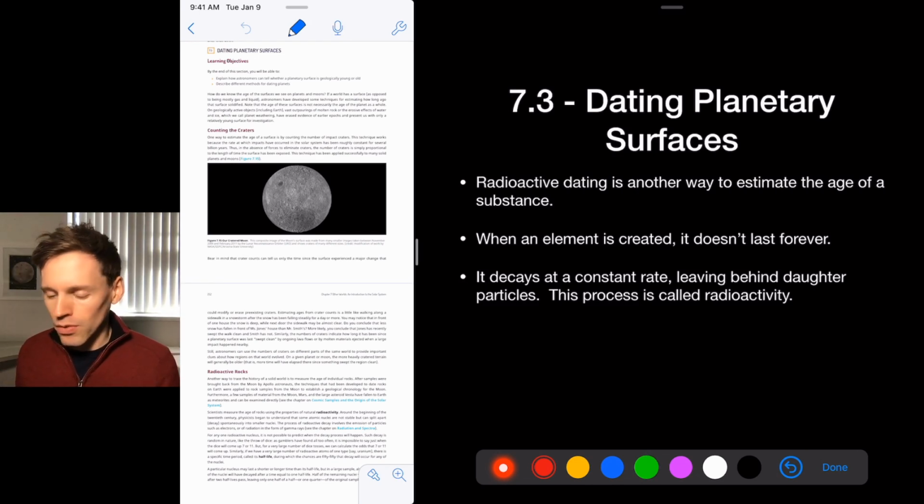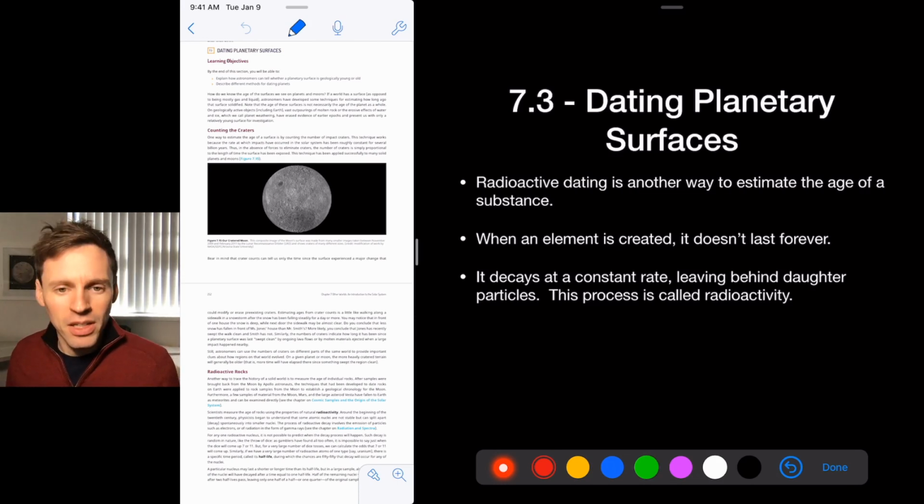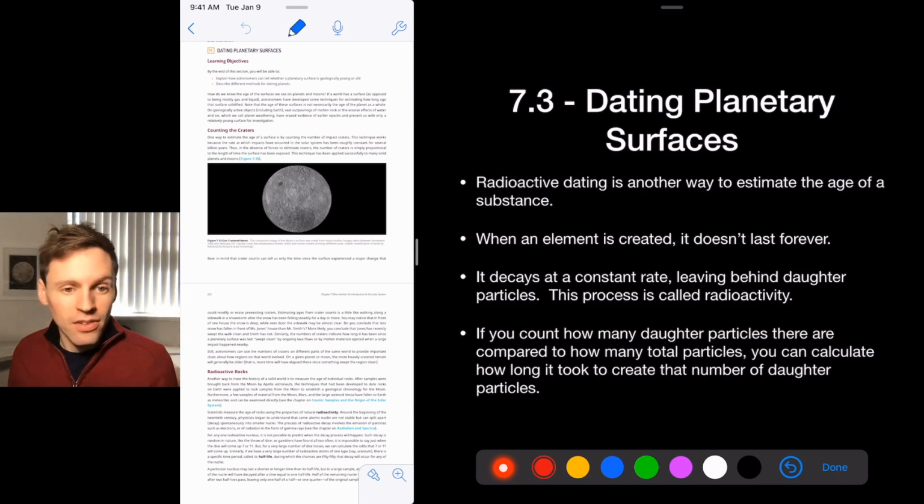So if you're the sun, for example, and you explode, or if you're a star and you explode and create a lot of radioactive elements, and then planets form out of those, and they're slowly decaying. If you scoop out some of that stuff and count how many daughter particles there are compared to how many total particles there are, you can estimate how long it took. You can actually calculate directly how long it took to create that number of daughter particles. And that's it. That's all you have to do.